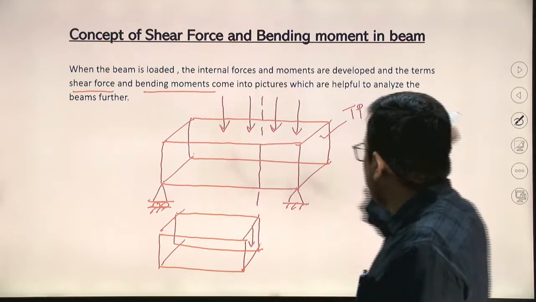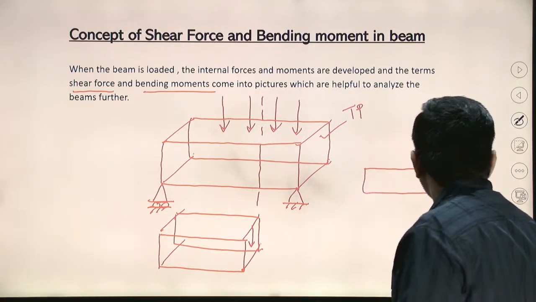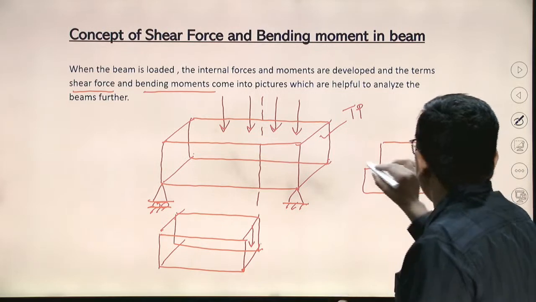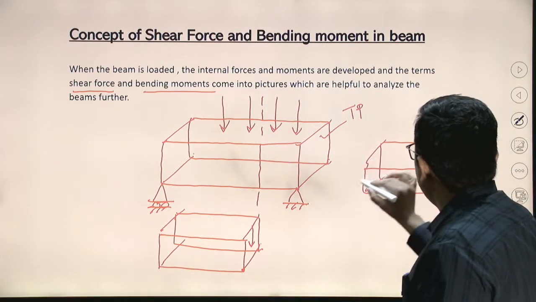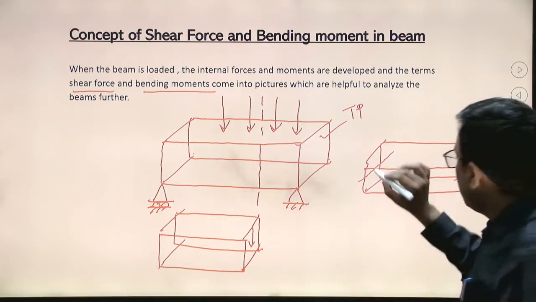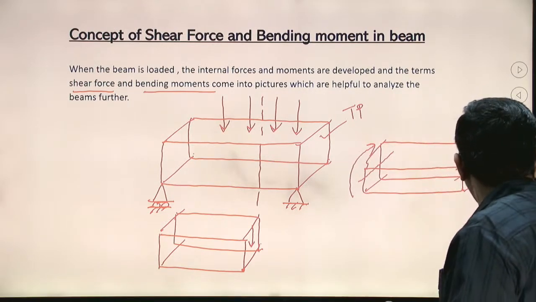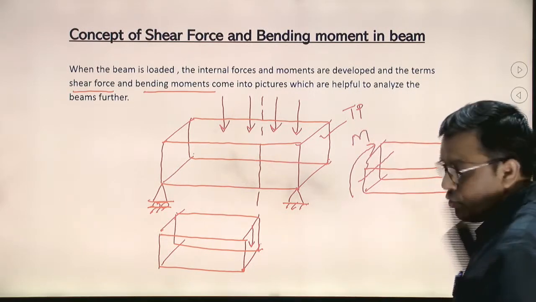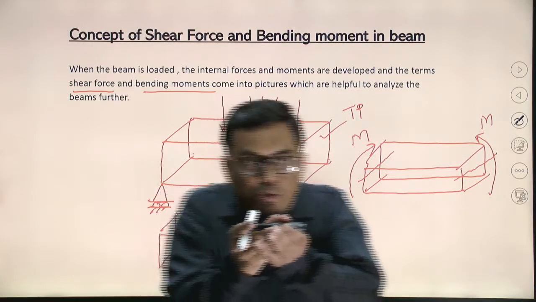Now I am coming to the bending moment. What can happen with the beam? Again I am drawing the beam. Okay, I have given its centroidal axis. So because of the load it can have bending moments also. What will it try to do? It will try to bend the beam.